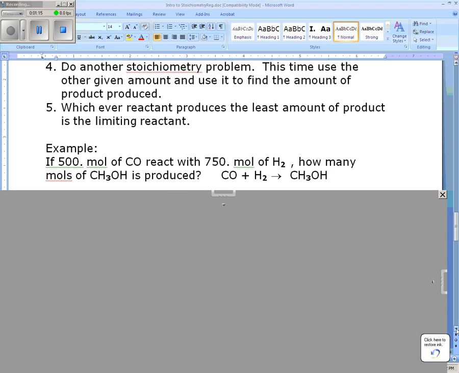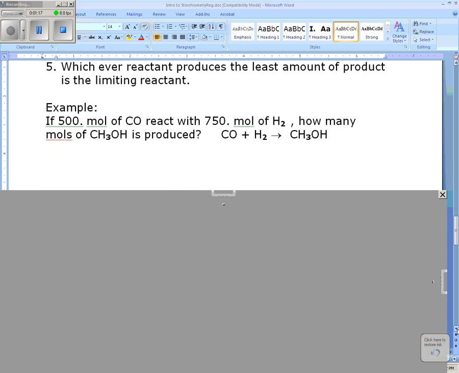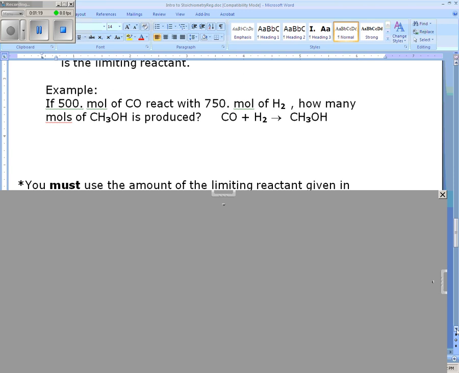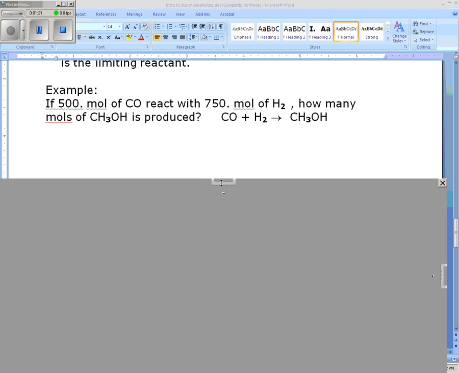Okay, here's our example. The first thing you need to start with is a balanced equation. So we need to balance this one. I think if I put a 2 here, that does that. I have 500 moles of this and 750 moles of H2. So we're going to take one given amount. The question is how many moles of methanol are produced.